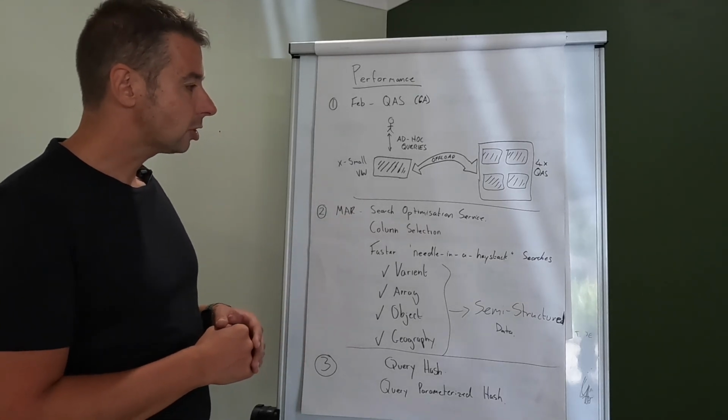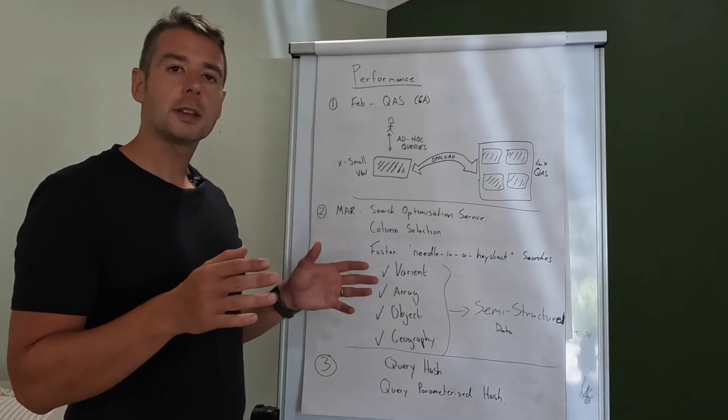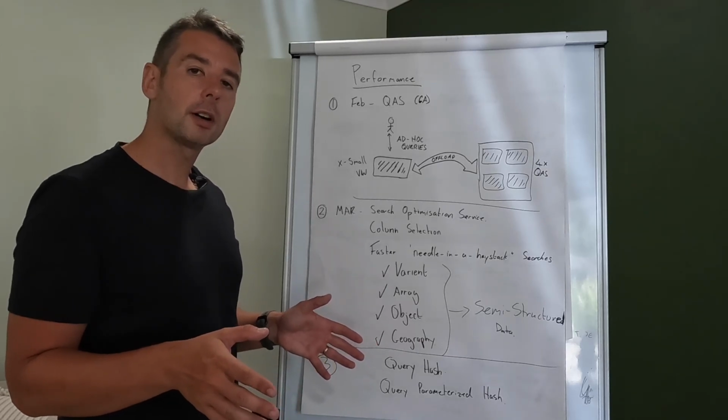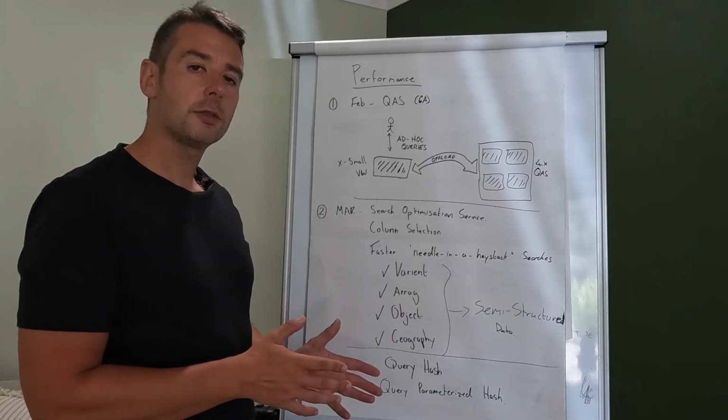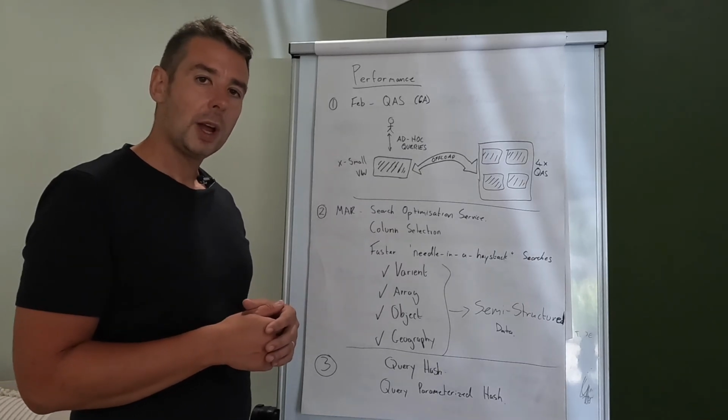Next up, we've got Search Optimization Service. You can now specify a column. Previously you had to enable it on a whole table regardless of the columns that you were searching for. What does Search Optimization Service actually do, and where does it help you?